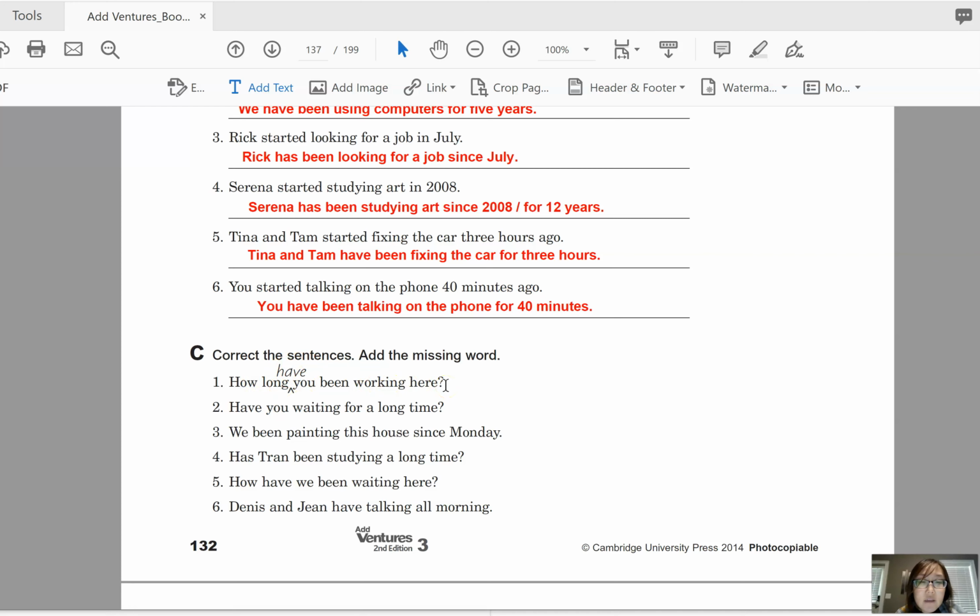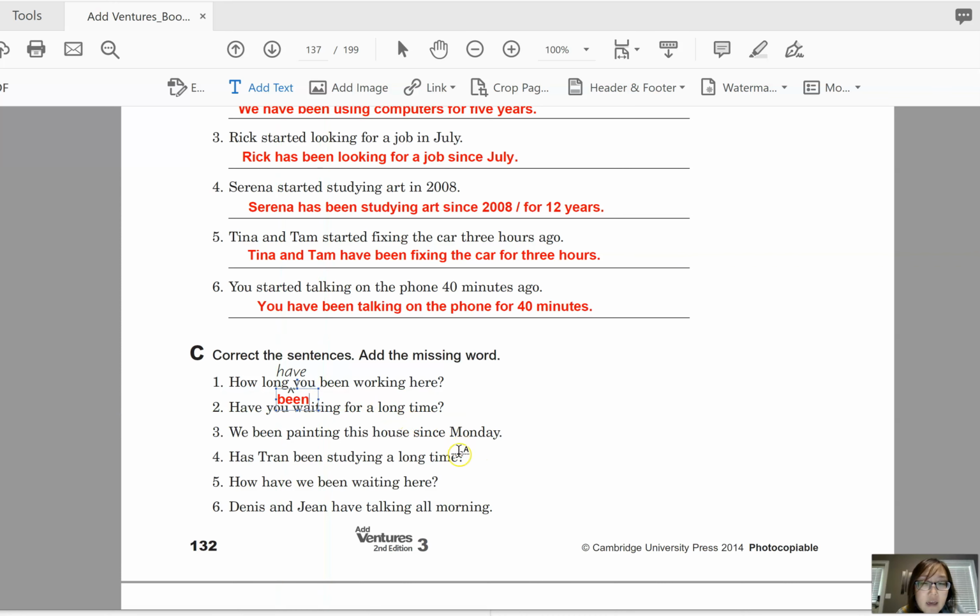Okay. Let's look at number 2. Have you waiting for a long time? So something's wrong. What do you think is wrong? Okay, yes. So we should say, have you been waiting for a long time? Have you been waiting for a long time?